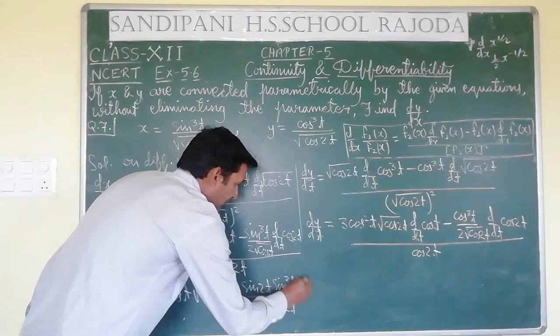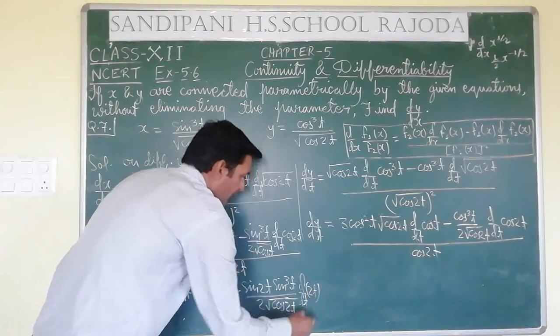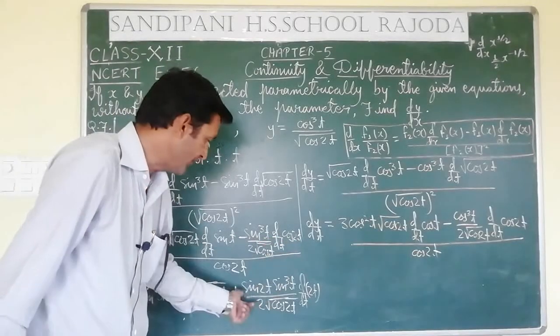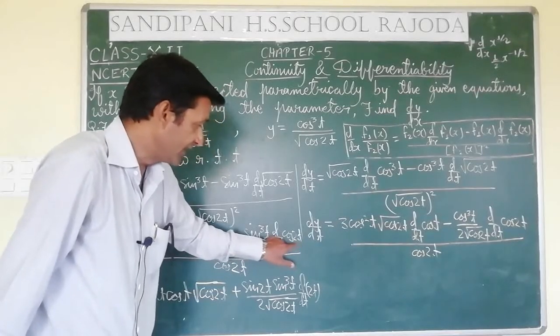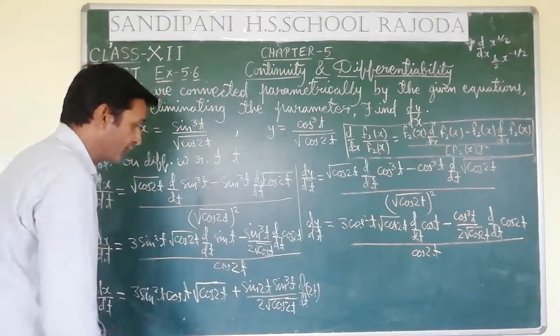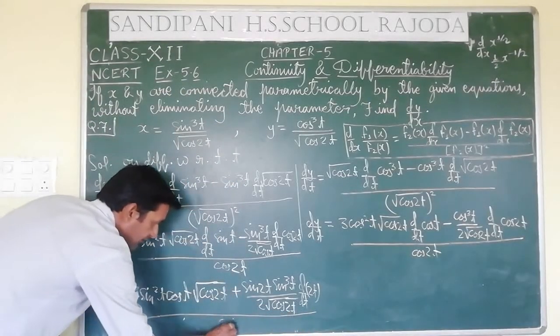and then d by dt of 2t again. Why is it so? Because it is cos 2t. If it is cos t, then it will be minus sin t only, but here it is 2t, meaning the coefficient of t is there, so we have to differentiate this also, d by dt of 2t upon cos 2t.